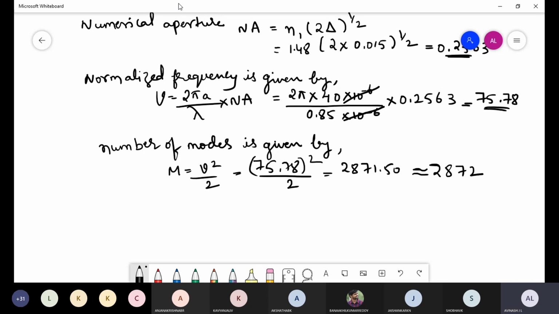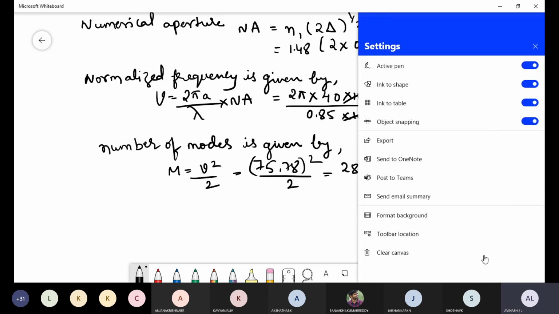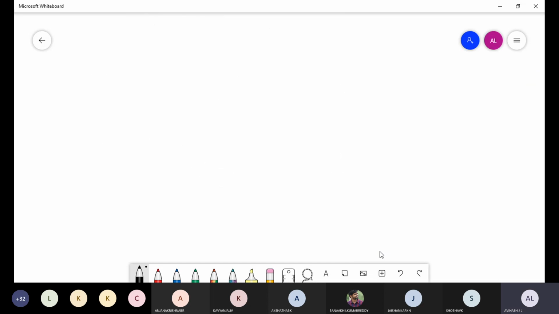So now, does anyone have any doubt in this particular numerical? Okay. So we will go to the next numerical for today. Take the next numerical.